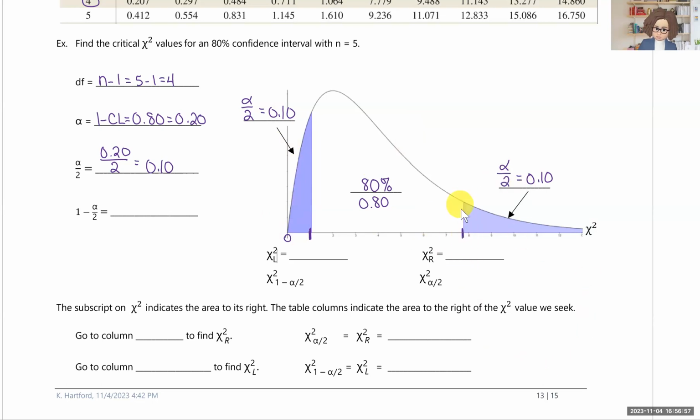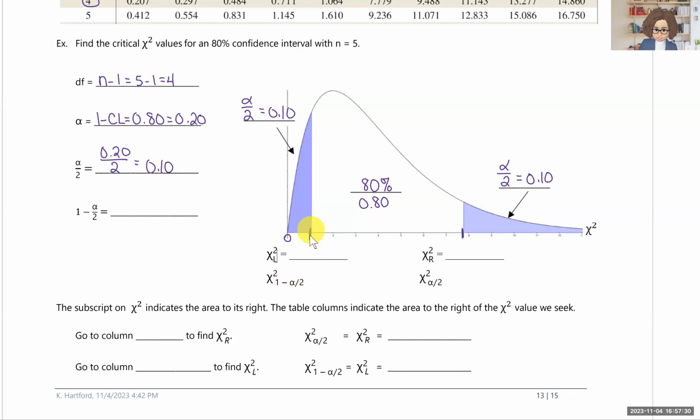All right, so we're going to start with this one, and you can see the notation is similar to our z. So chi-square alpha over 2, that subscript is the area to the right of the chi-square value. So we're going to be trying to find chi-square subscript alpha over 2. It can be easier just to call it the chi-square value on the right. And similarly, it can be easier just to call this the chi-square value on the left. But let me just talk about this subscript.